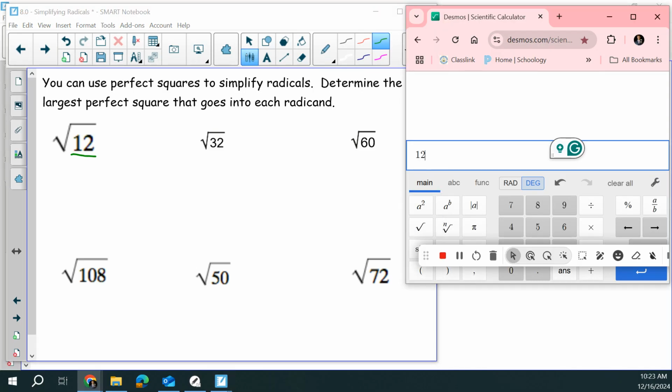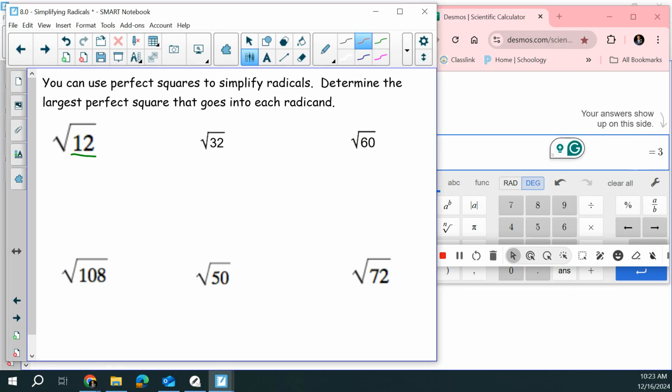I'm going to do 12 divided by my smallest perfect square, which is 4. That equals 3. One of the rules with square roots is I could break this apart using multiplication. Instead of the square root of 12, I could rewrite this as the square root of 4 times the square root of 3, because 12 is 4 times 3. The reason we want to figure out a perfect square that goes into the radicand is because now I can simplify it. I know the square root of 4 is 2, so my final answer is 2 times the square root of 3.